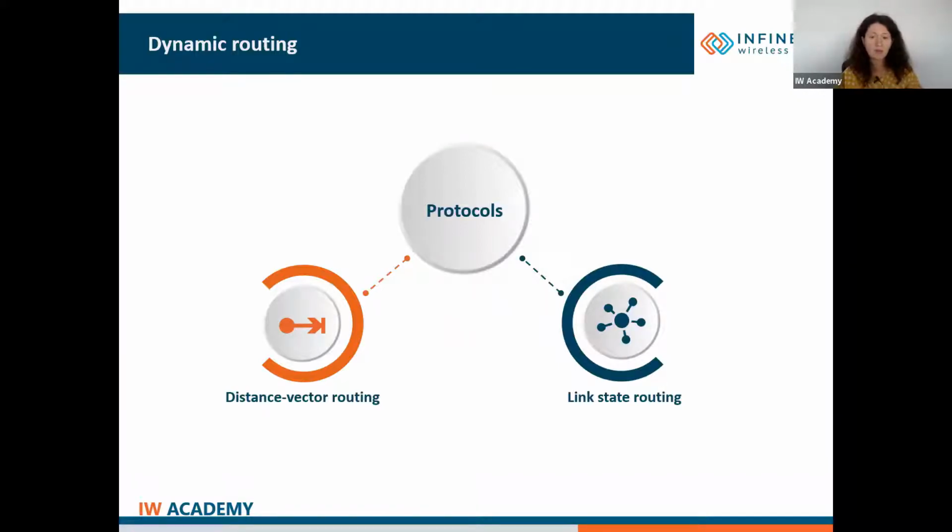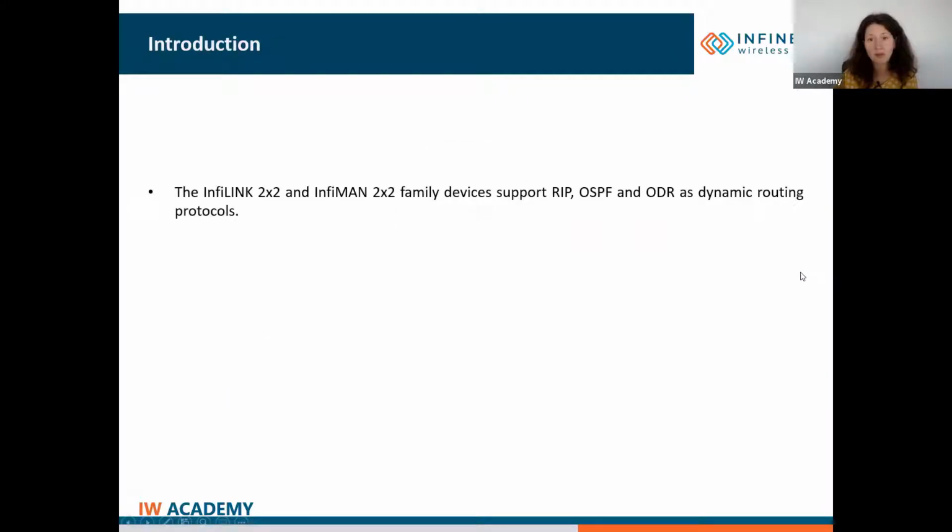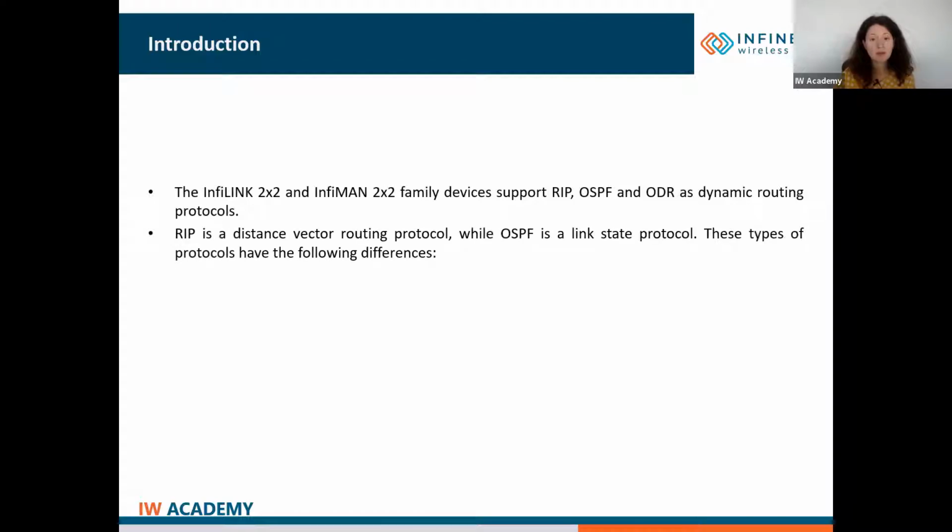Let's now briefly review the dynamic routing protocols. The dynamic routing protocols can automatically create entries in the routing table, maintain the routing table up to date, and imply an easier configuration compared to static routes. The dynamic routing protocols are categorized into distance vector protocols or link state protocols. Let's check the differences. The InfyLink 2x2 and InfyMan 2x2 family devices support RIP, OSPF, and ODR as dynamic routing protocols. RIP is a distance vector protocol, while OSPF is a link state protocol.